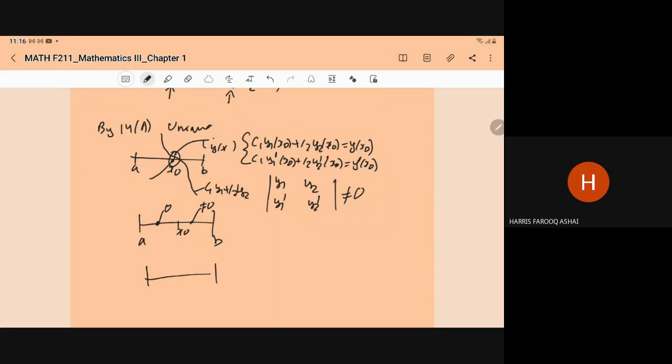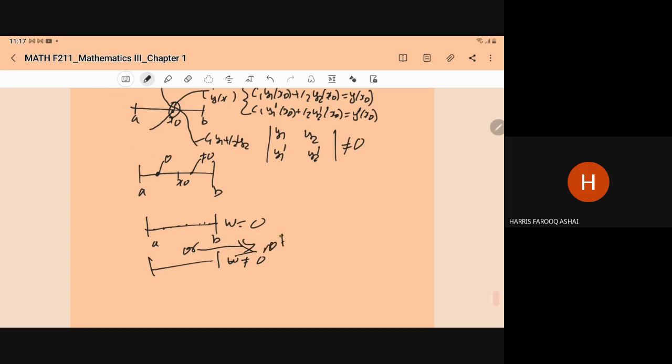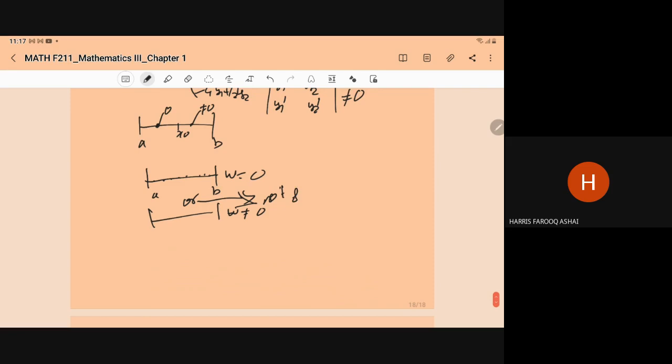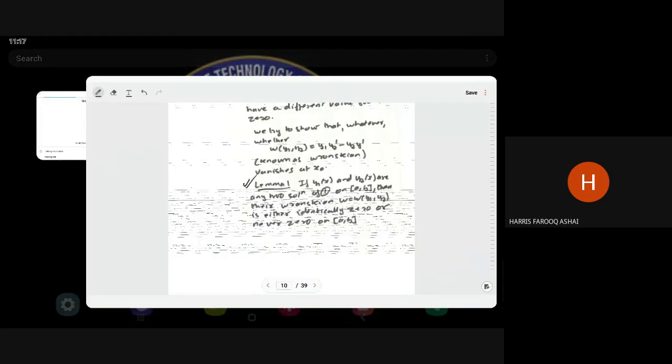It means that either for all points W is equal to 0, or between a and b, W is never equal to 0. It is not fluctuating, meaning for some point it is 0 and for some point it is not 0. That is the logic here. So now let us see the proof of this.